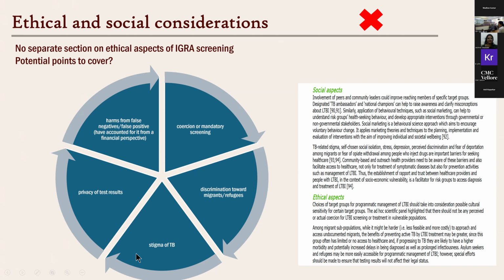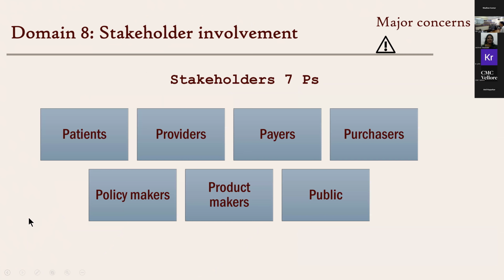What about stigma of TB? What happens to the test results? Are you maintaining privacy? So these are some ethical and social concerns. They have not addressed this. This is again the European study. For each column, they have a social aspect and an ethical aspect. So that is what a good HTA should have.